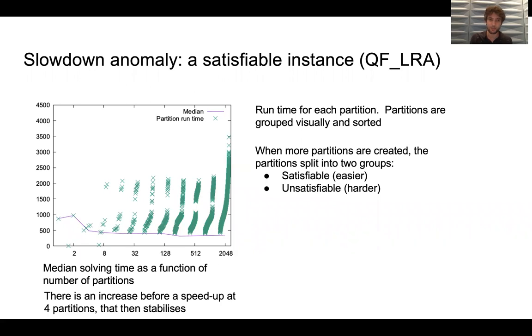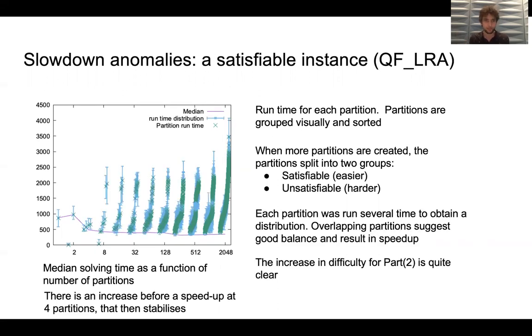So we're already seeing in this satisfiable instance quite some interesting behavior, up to 2048 partitions, which is already quite a high number. I can add a little more information here, because I ran each of these partitions a couple of repetitions with a randomized solver. This way I can get a distribution, which is marked by these blue lines in here.